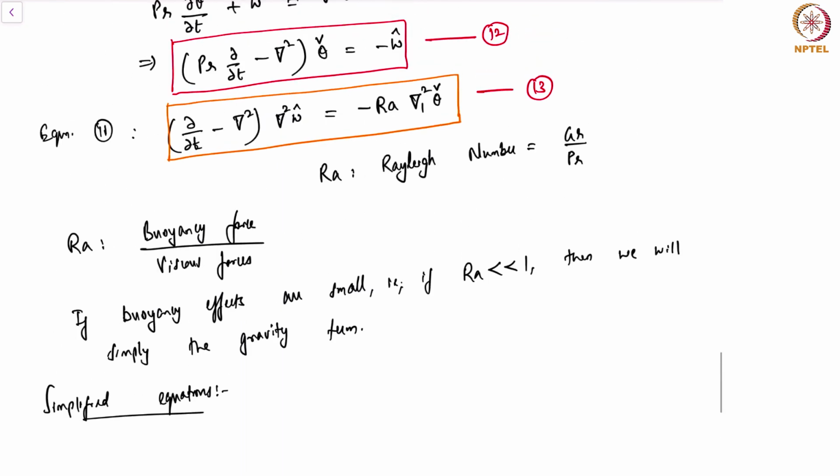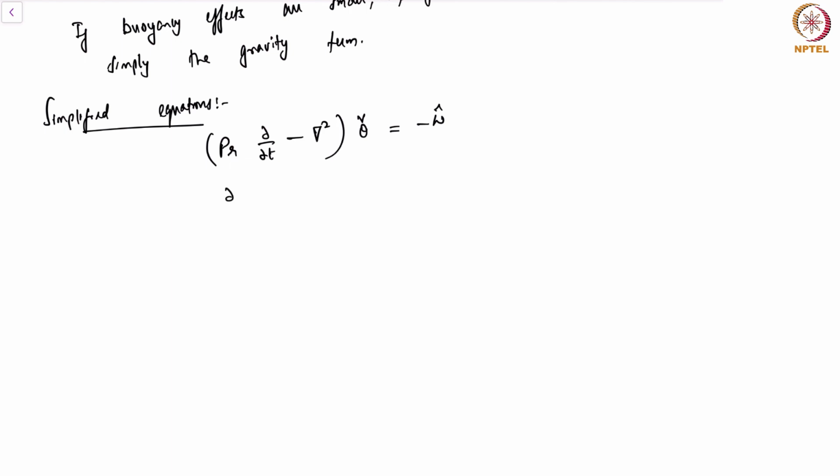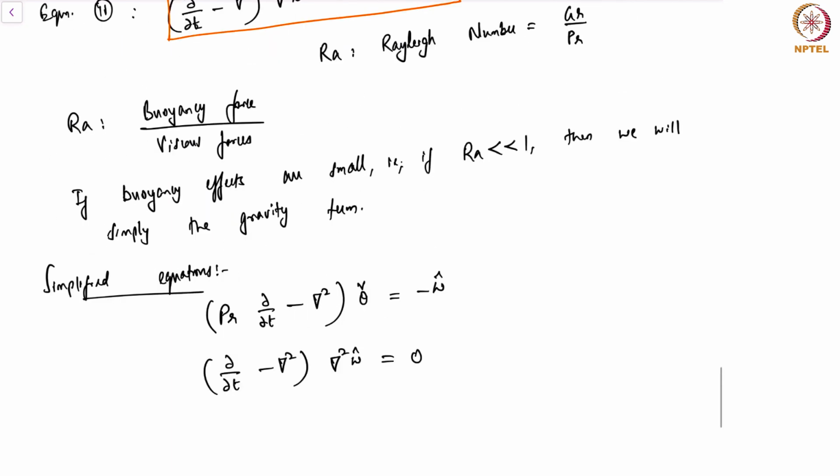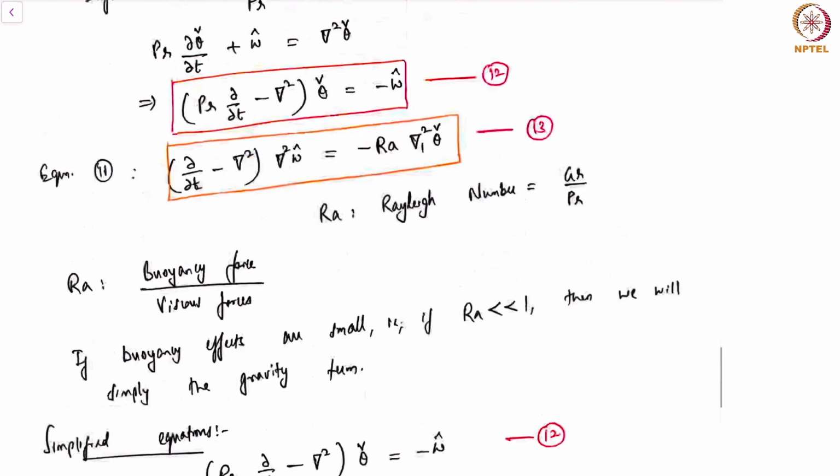The simplified equations that we have are Pr del by del t minus del square of theta w, theta inverted hat is this, and finally I have the velocity equation, del square of w hat is basically 0. Okay, so these are our equations 12 and 13.